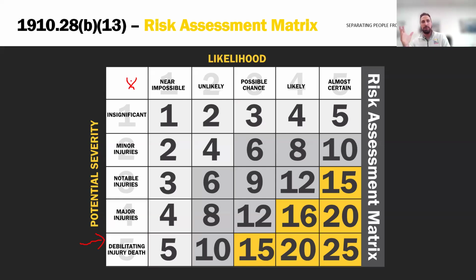The way that I explain this, the minimum height requirement for fall protection in general industry is 4 feet. In construction, it's 6 feet. So any work being done 4 feet or higher needs some form of fall protection.